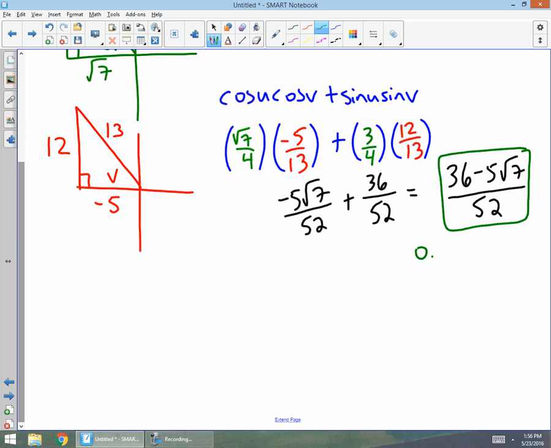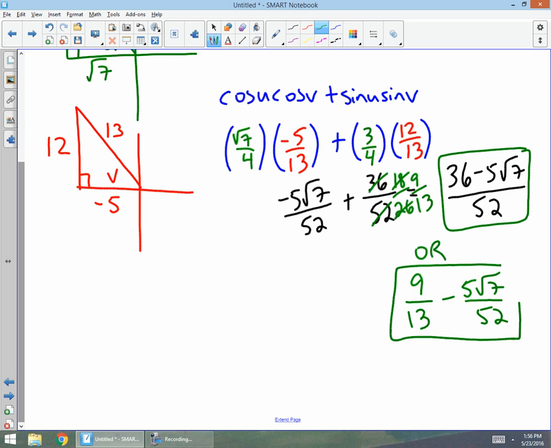So we'll put an or right here. And as we reduce this one down, you could divide everything by definitely 2. So 18 over 26, divide everything by 2 again, 9 over 13. So another answer would be 9 over 13 minus 5 square root of 7 over 52. That would be another answer. Completely simplified, but I'll give you flexibility on that one.